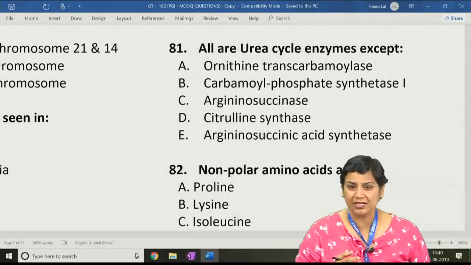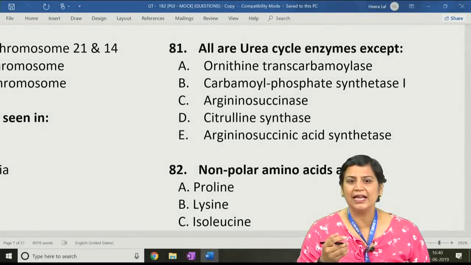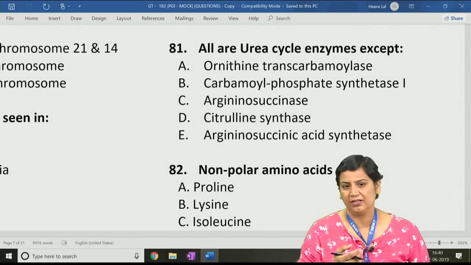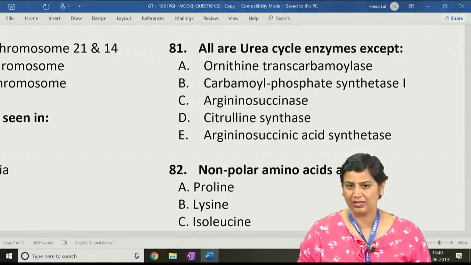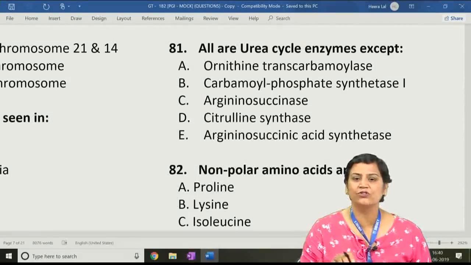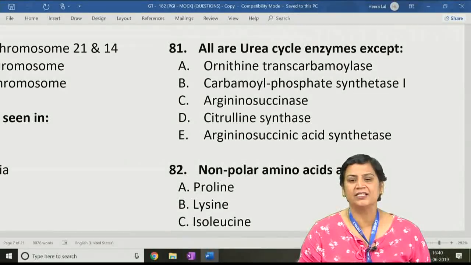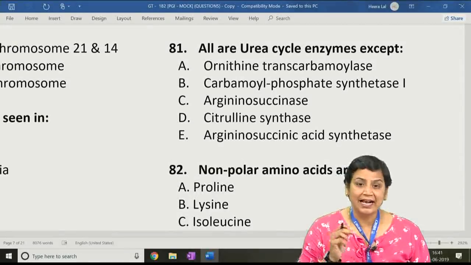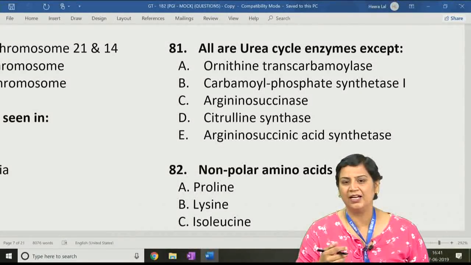Argininosuccinase, the fourth enzyme of the urea cycle, splits argininosuccinate to form arginine. Citrulline synthase is not an enzyme of the urea cycle because synthesis of citrulline takes place by ornithine transcarbamoylase. And argininosuccinic acid synthetase is the enzyme catalyzing the synthesis of argininosuccinate in the presence of citrulline and aspartic acid.